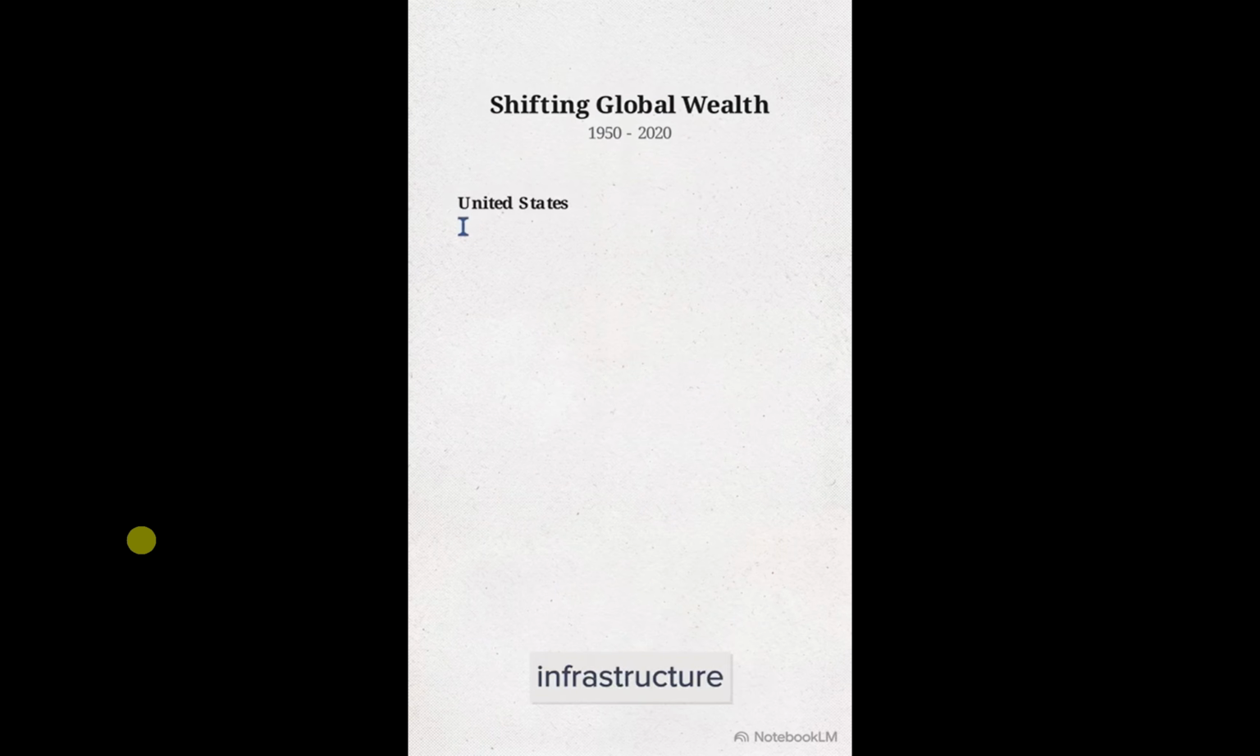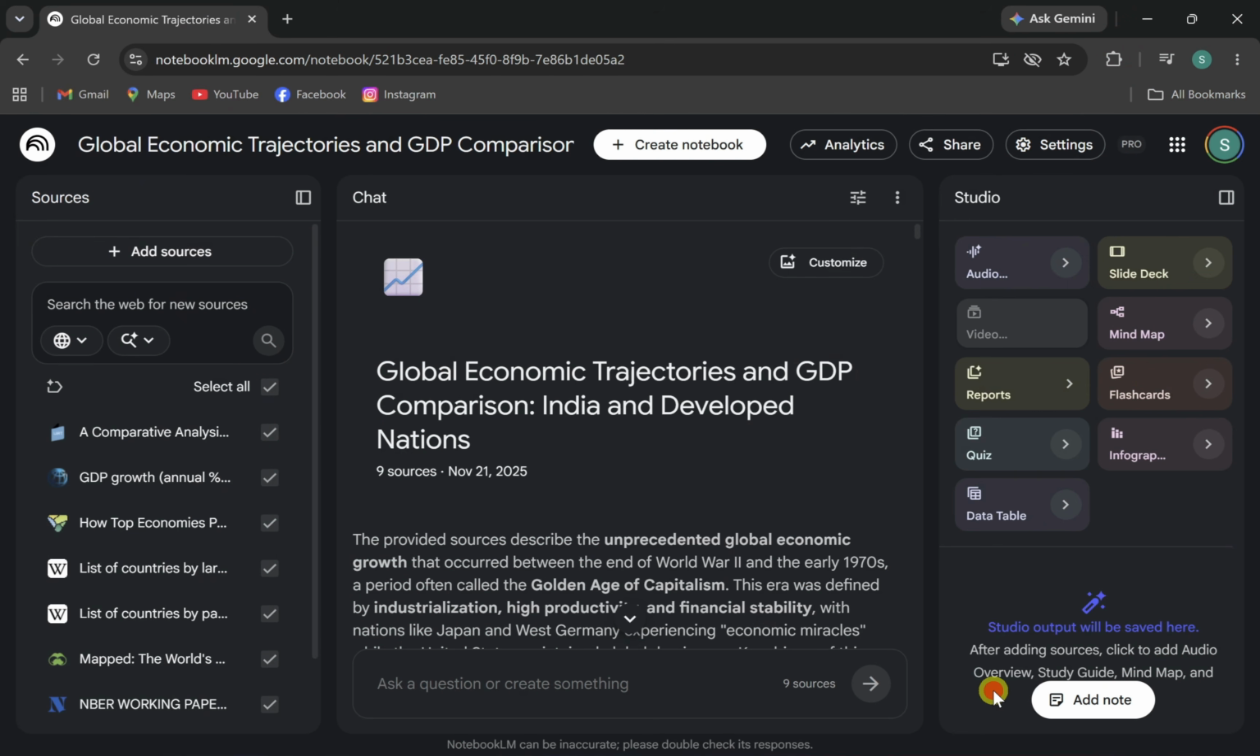Fueled by massive infrastructure projects like the interstate system and incredibly cheap oil, America captured a staggering 31% of global wealth by 1970.